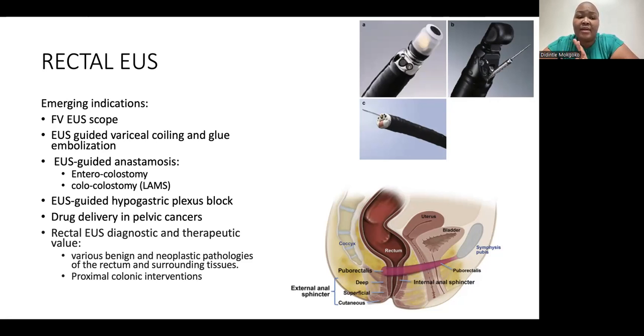And then, of course, in terms of rectal EUS, the diagnostic and therapeutic value is established now for various benign and neoplastic pathologies of both the rectum and the distal colon. And as we have the advent of the proximal forward-viewing EUS, we're able to expand those, hopefully, to the proximal colon and even more interventions that we're able to do with this very novel intervention.